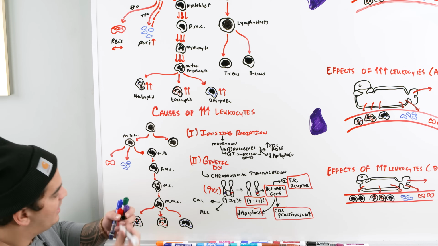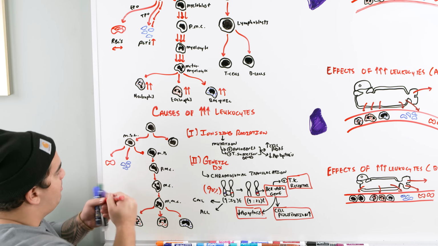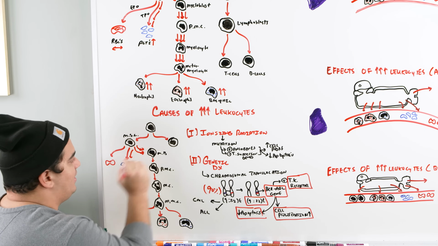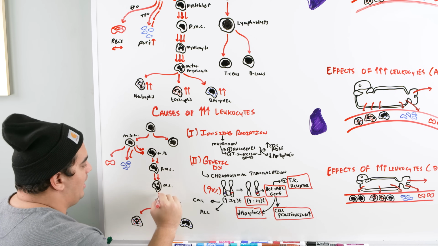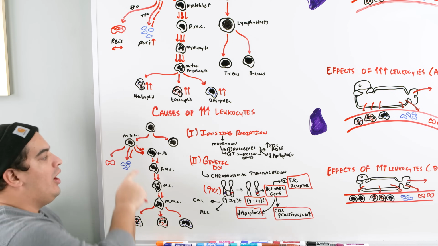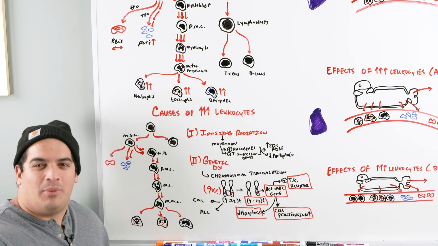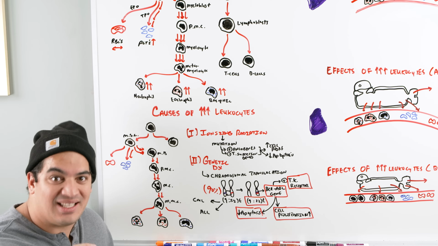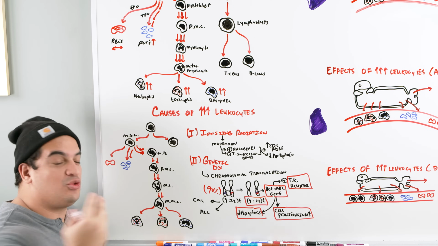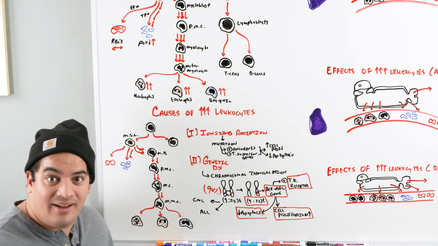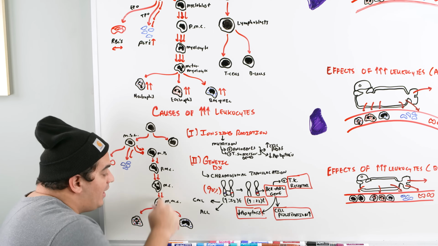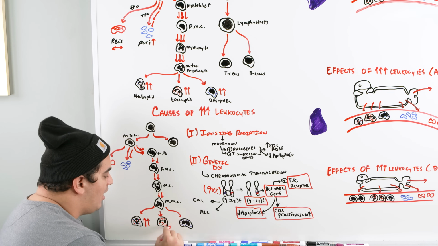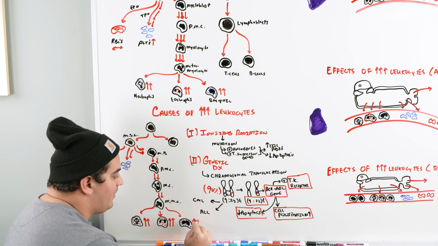We said that really what's happening is you're starting from this cell here and you're just shunting these into this pathway, making lots of these, lots of these. In the initial stages, there's a three-phase response: a chronic phase, an accelerated phase, and a blast phase. In the chronic phase, which is where 80 to 85% of patients usually live, you're accelerating this pathway and making tons of neutrophils, tons of eosinophils, and tons of basophils.